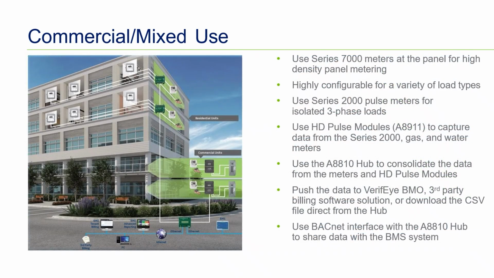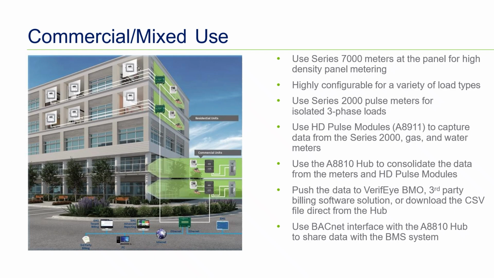Use the Series 7000 meters at the panel for high-density panel metering, which is highly configurable for many load types. Use Series 2000 pulse meters for isolated three-phase loads with HD pulse modules to capture data from the Series 2000 and gas and water meters.